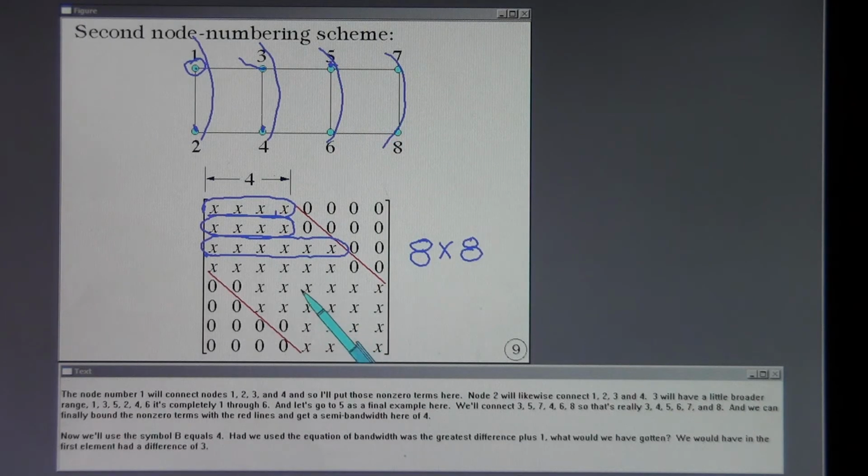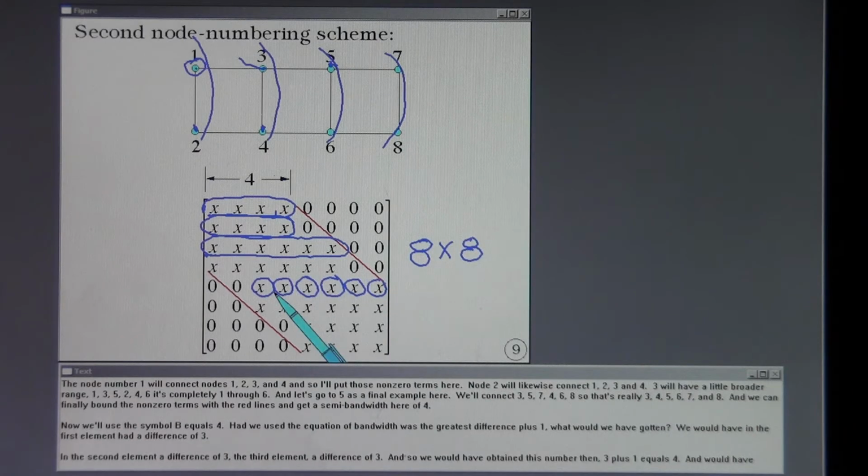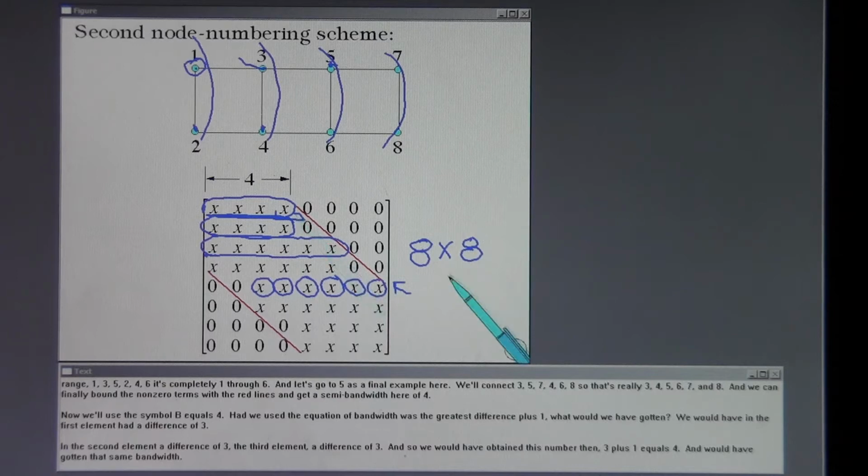So that's really 3, 4, 5, 6, 7, and 8. And we can finally bound the non-zero terms with the red lines and get a semi-bandwidth here of 4. Now we'll use the symbol B equals 4.